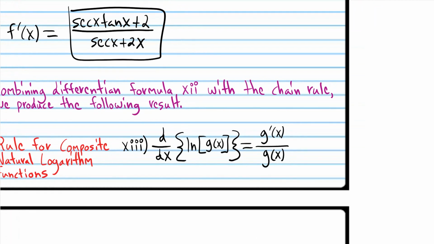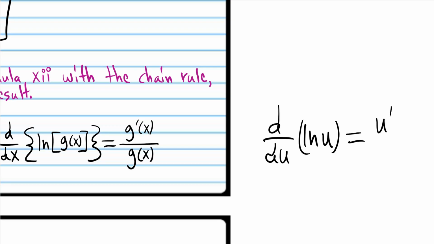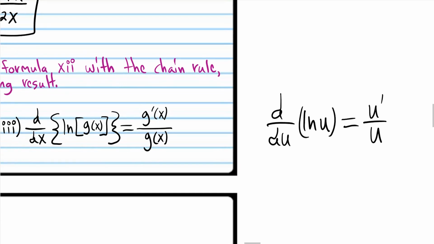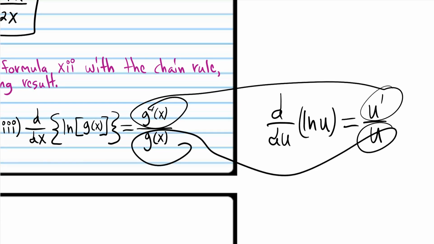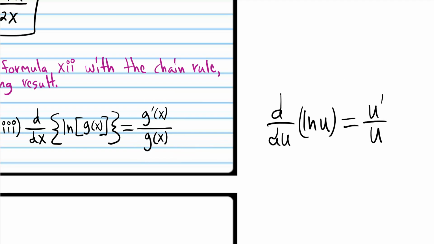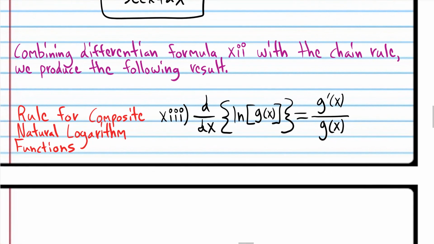Now you're going to see this written with u's. Often you'll see the rule written using u, so this means g prime and this means g, but I find that to be very confusing, and I think a lot of students find that to be very confusing. So I'm not going to use that form of the rule, but just be aware that you may see that u is considered to be a function.